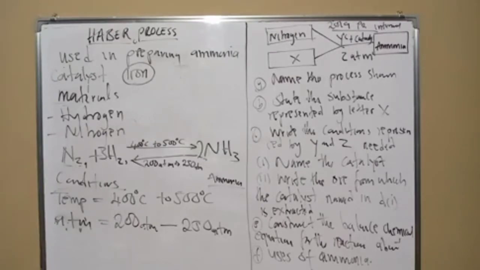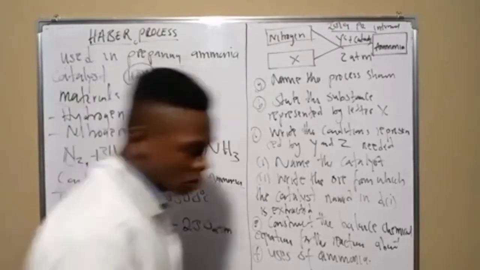Conditions needed: the temperature must be 400 degrees Celsius to 500 degrees Celsius. The atmospheric pressure must be 200 to 250. The catalyst needed is called iron catalyst. Is it clear? Let's continue.